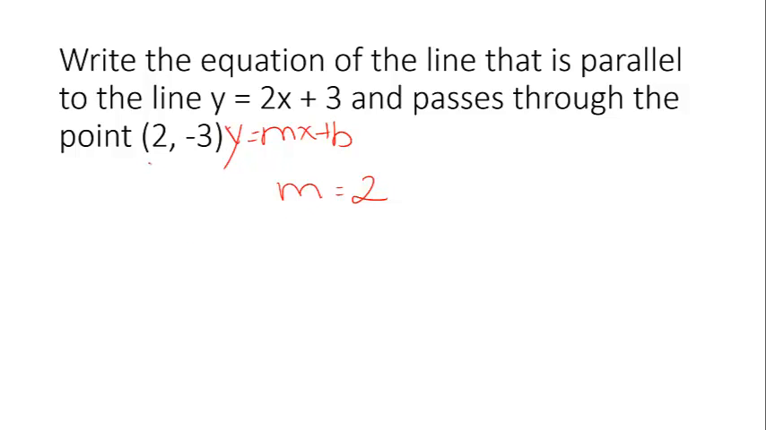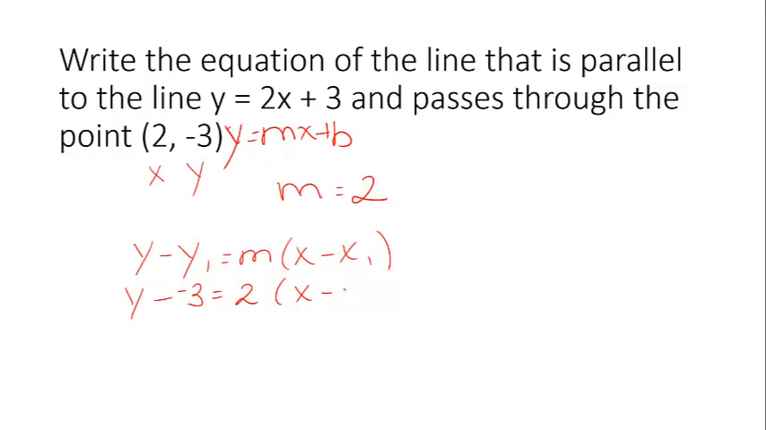I also have ordered pairs x and y, which gives me enough information to fill into point slope form. y minus y1 equals m times x minus x1. And I can fill those values in. My y value is negative 3, slope is 2, and the x value is 2. This is in point slope form.